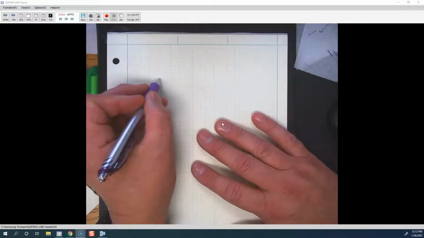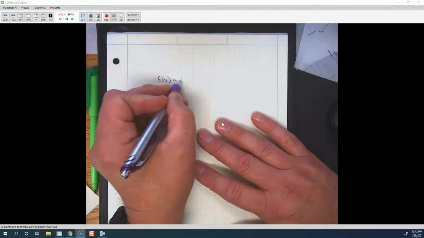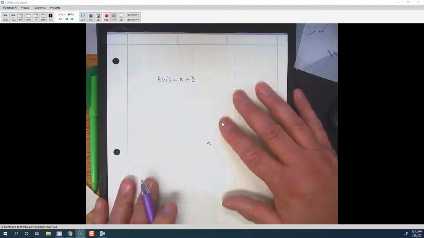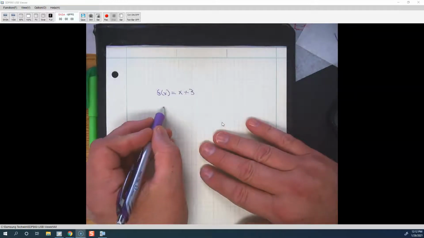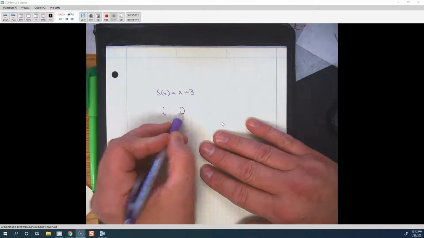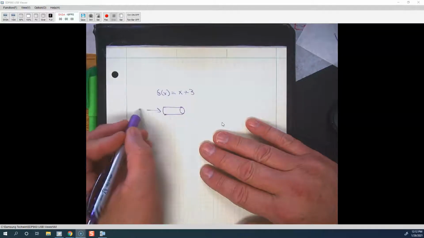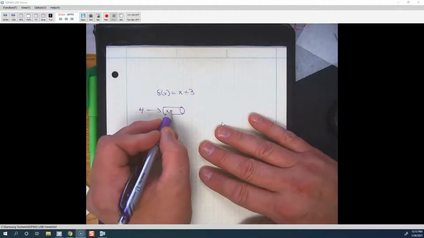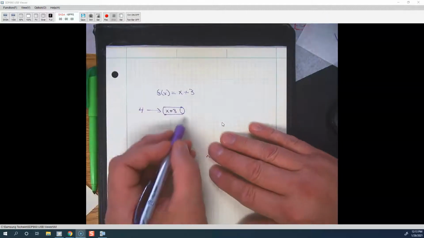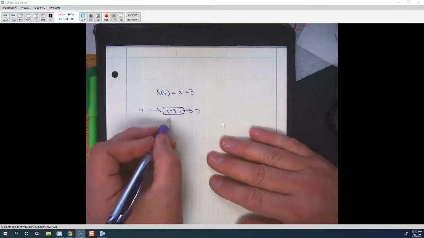So if I had a function, f of x, and it was something simple like x plus 3. Okay, so what that does is, let's say we've got a little function machine here. If we put a number in, let's say like 4, okay, out would come a 7. Okay, and this is f of x.